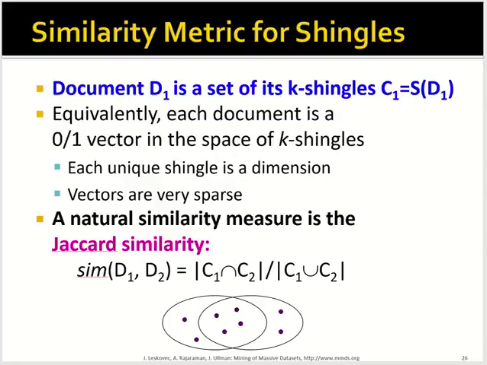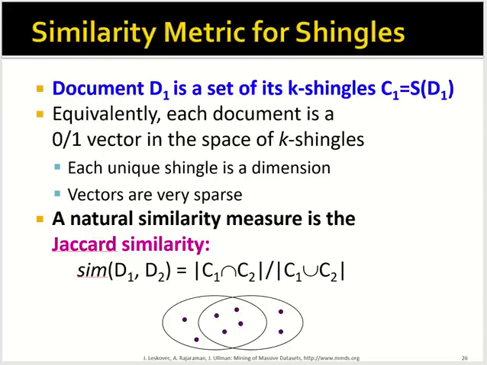The similarity between different documents can also be measured with the similarity matrix for the shingles. For example, the document D1 has a set of its shingles like C1. Equivalently, each document can be represented with 0 and 1 vectors in the space of k-shingles. So each unique shingle is a dimension, and the vectors are very sparse.